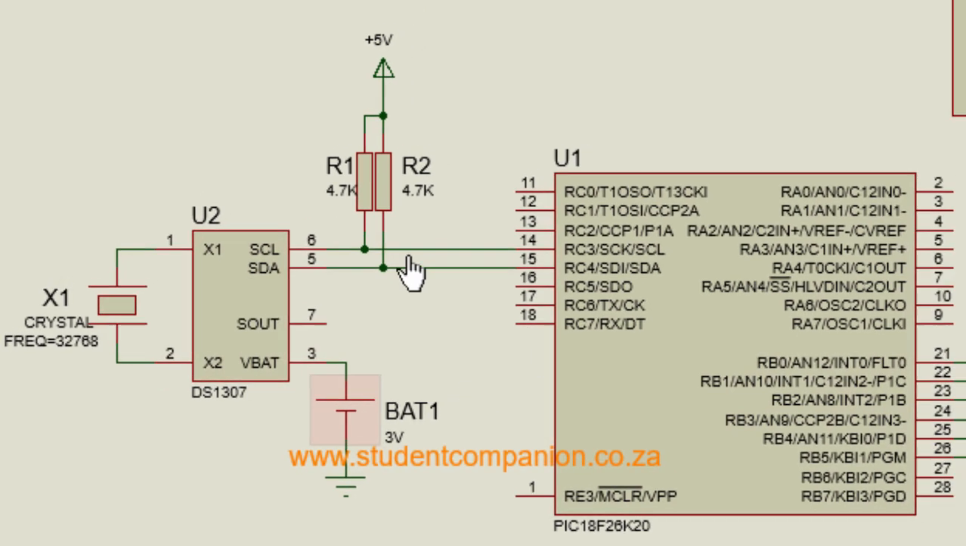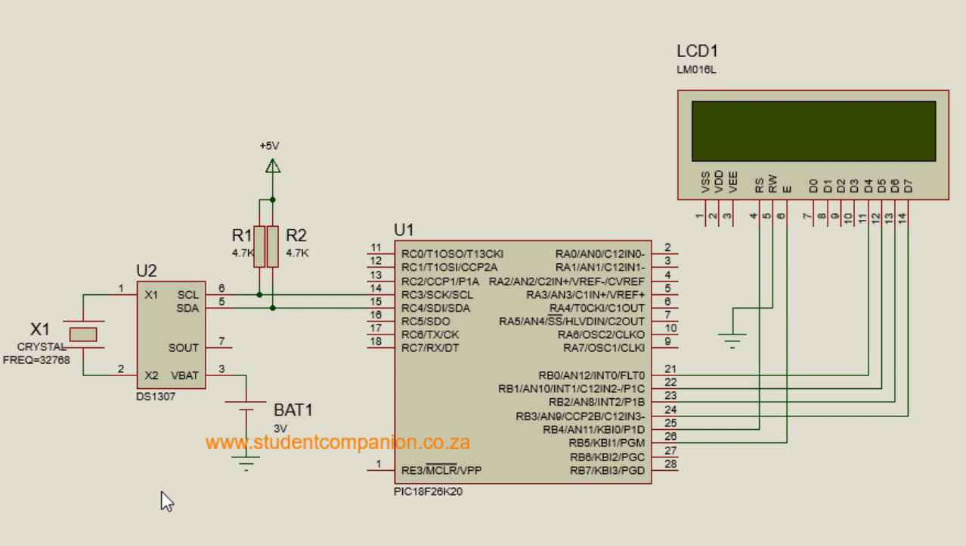So in this example, we're going to create a simple code to read time and date information from our DS1307 and display it on our LCD. The LCD is connected to port B of the PIC microcontroller. So let us start our mikroC project.